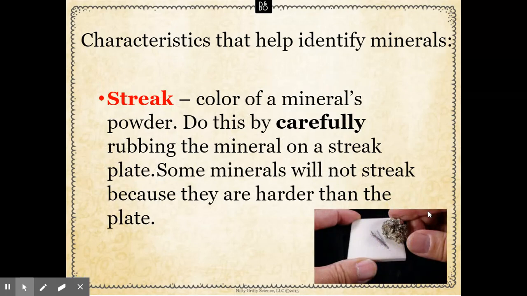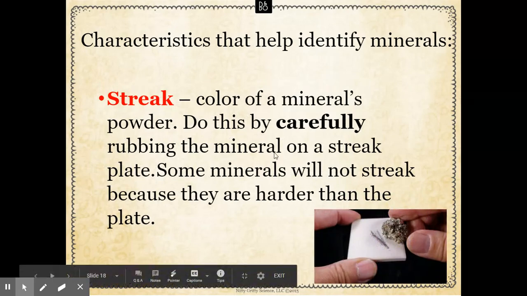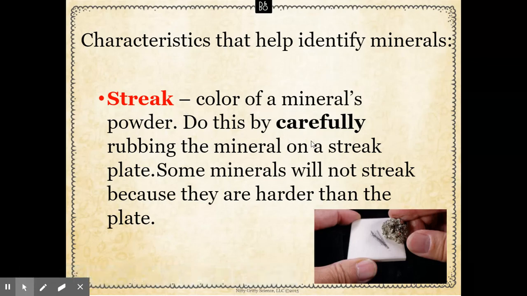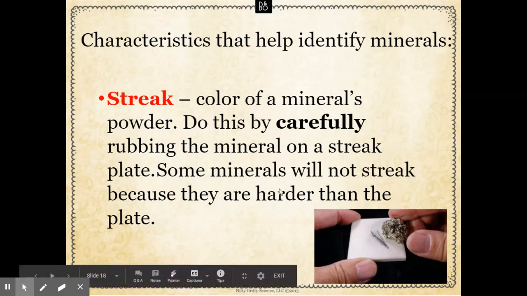Another thing we're going to have you guys test is called the streak test. So this is the color of a mineral's powder. You have to do this by carefully rubbing the mineral on a streak plate. Some minerals will not streak because they're harder than the plate, but for the most part, you're going to get to see a streak. So this is fool's gold here specifically, and it leaves a black streak mark. So that color tells us that, hey, this is actually fool's gold and not real gold. Real gold would have left a gold mark or a yellow mark, not this black mark. So just that powder, that line, will tell us a lot about it. So you are going to have to provide a streak test in your procedures.